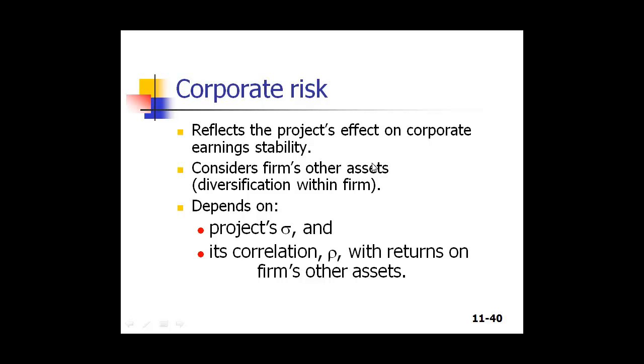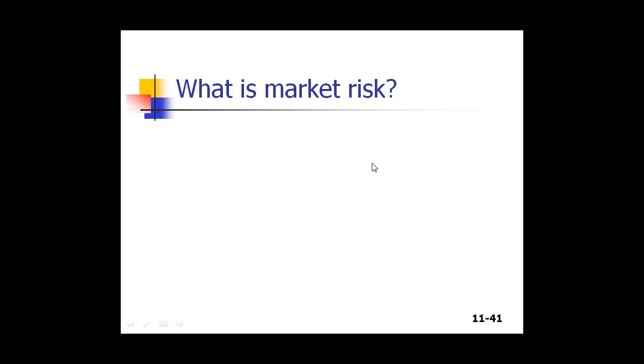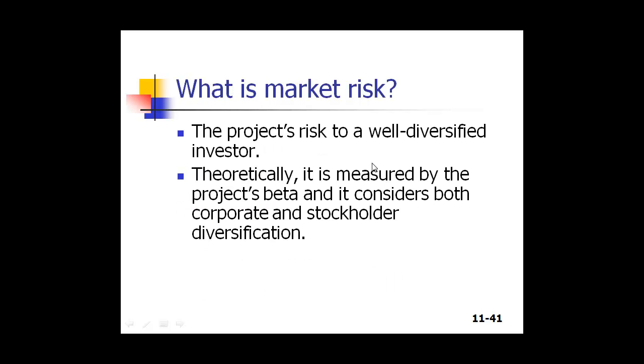Standalone risk was the variability of a project where you are just looking at that project standalone. Corporate risk is you are looking at the impact of that project on the overall risk of your corporation. And what is a large corporation? A large corporation is a portfolio of the different projects that it does, right? And then the third category of risk is market risk.